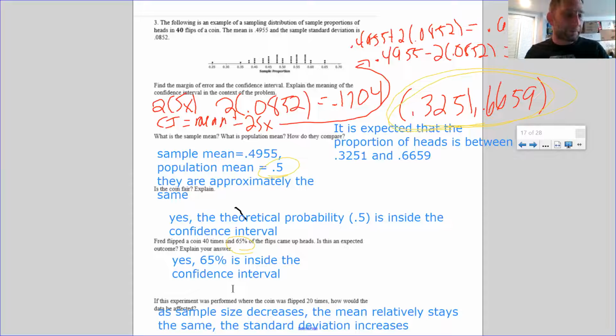Think of it this way. If I flip a coin twice, am I going to get some zeros? Yeah, it's very easy to flip a coin twice and get 2 tails. If I flip a coin 1,000 times, am I going to get 0 heads? It's not going to happen. I'm not going to get those values all the way out here at 0 and 100. I'm going to get tighter and tighter to 50. So as sample size decreases, that's bad. We don't want it to decrease. As sample size decreases, the data is going to spread out more. So the standard deviation increases, but the mean relatively stays the same. It's going to relatively stay close to the theoretical probability.